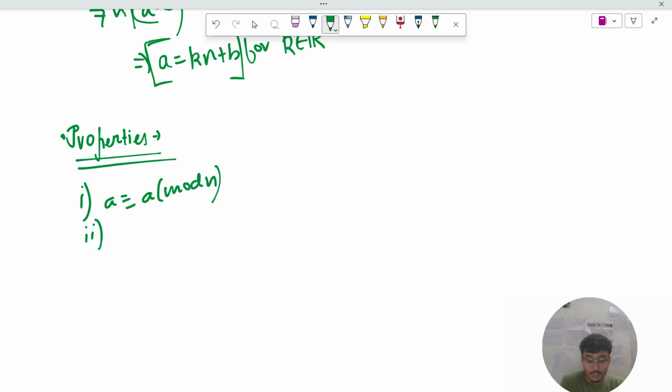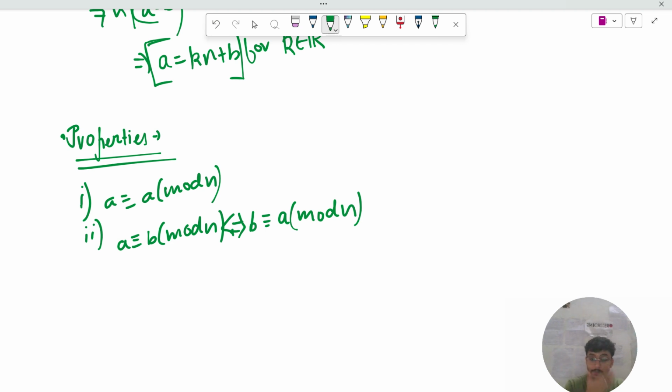First property. My second property is here. If A is congruent to B modulo n, then B is congruent to A modulo n. This is my symmetric relation. The first one is my reflexive relation, and this is my symmetric relation.